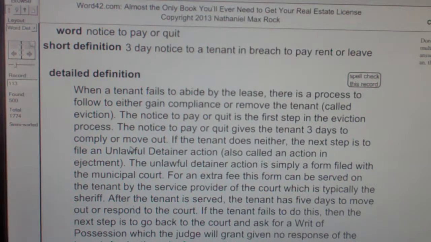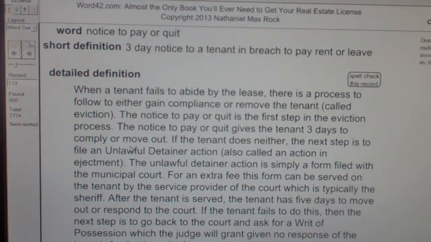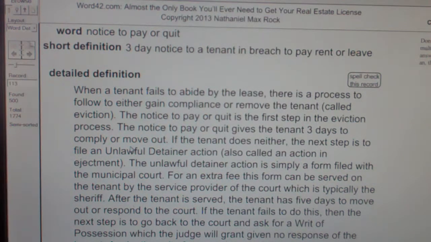If the tenant does neither, the next step is to file an unlawful detainer action, also called an action in ejectment. The unlawful detainer action is simply a form filed with the municipal court. For an extra fee, this form can be served on the tenant by the service provider of the court, which is typically the sheriff. After the tenant is served, the tenant has 5 days to move out or respond to the court.